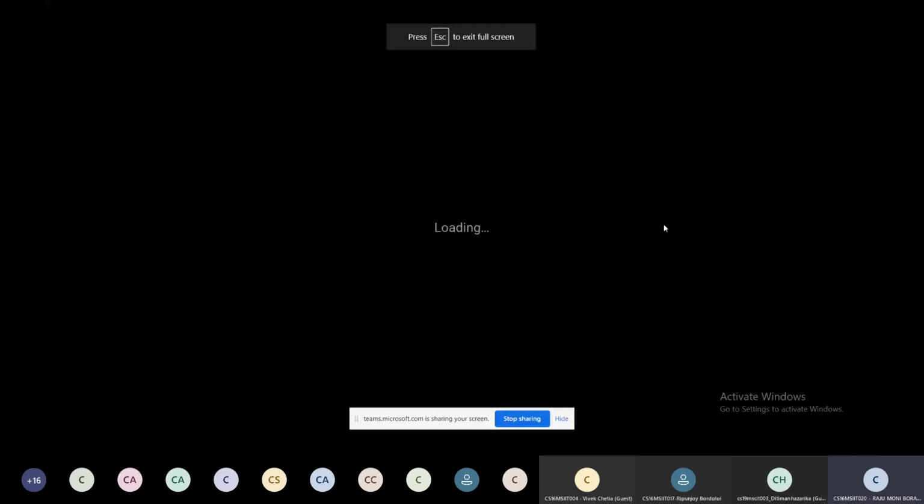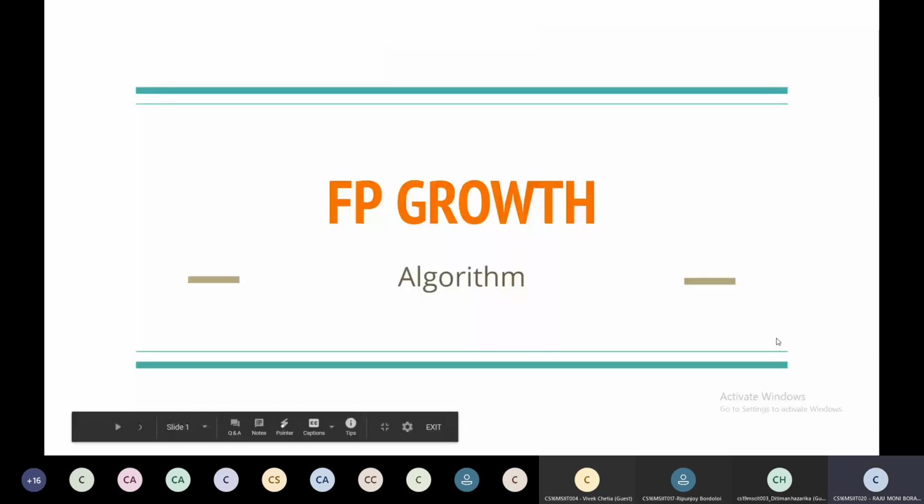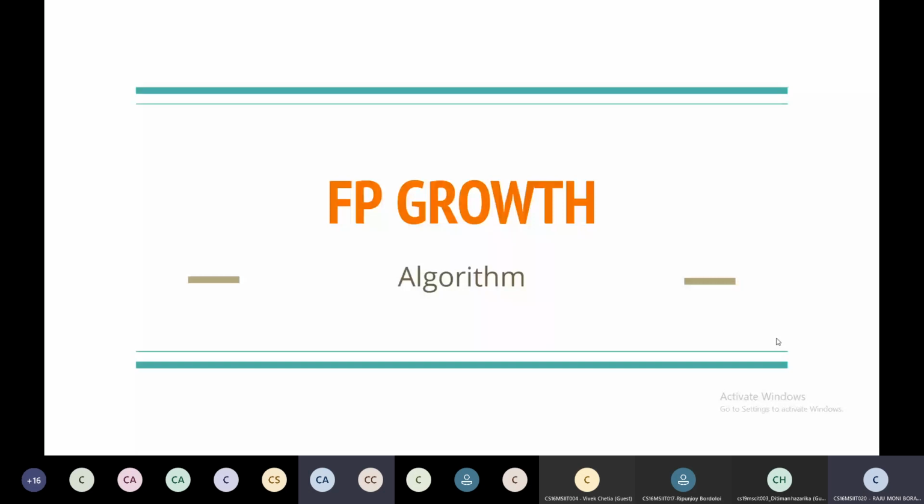Is my screen visible? Yes, it's visible. Okay. Good morning to one and all present here. My name is Raju Moni Bora, and I am from Integrated MSc 9th semester. So I will be discussing the FP growth algorithm.